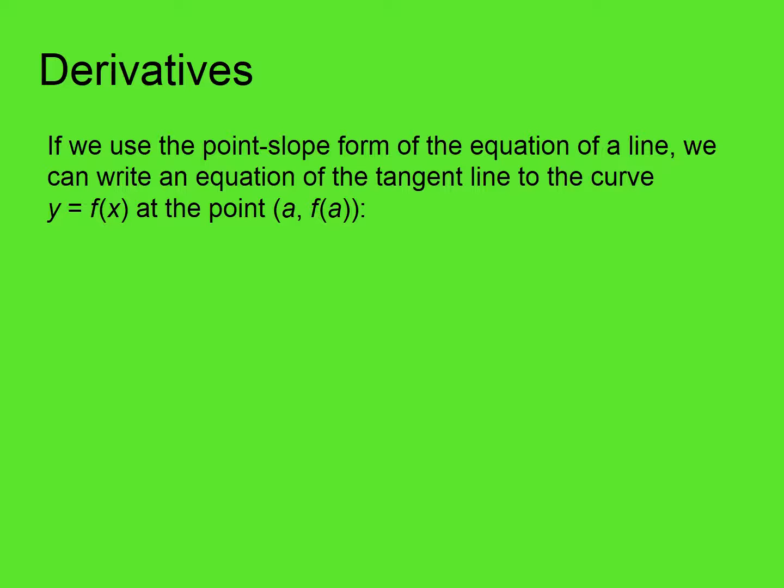If we use the point slope form of the equation of a line, right, point slope form is y minus y1 equals m times x minus x1, we can write an equation of the tangent line to the curve y equals f of x at the point a, f of a. So here's the same thing: y minus y1 equals m, the slope of the tangent, times x minus x1. Because x1, y1 is the point a, f of a, and the slope of the tangent is f prime of a.